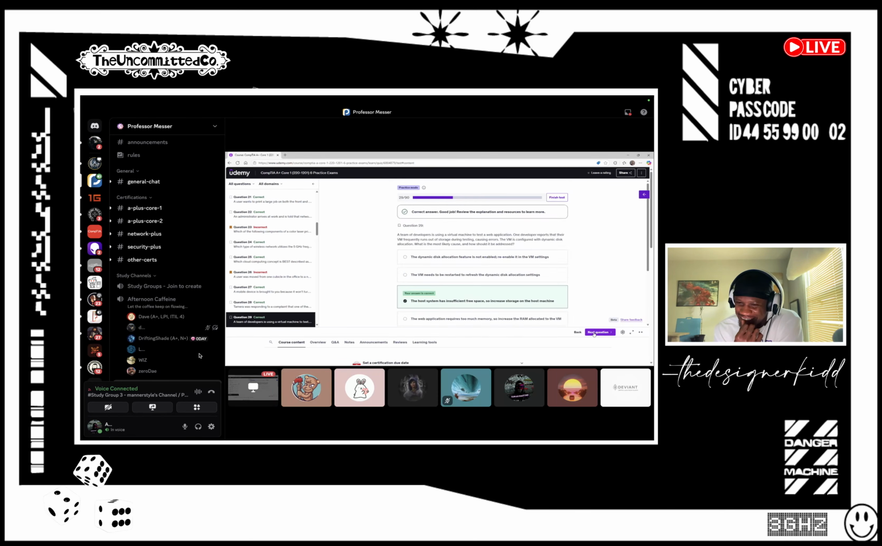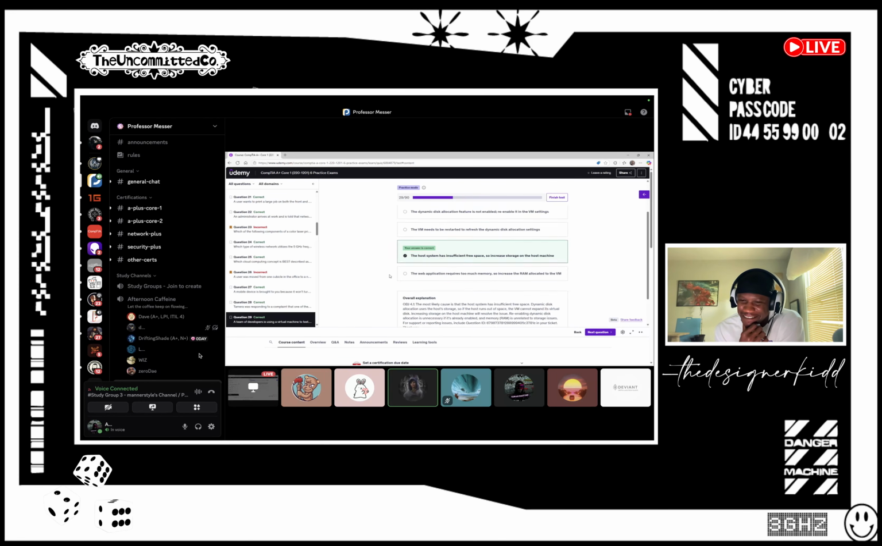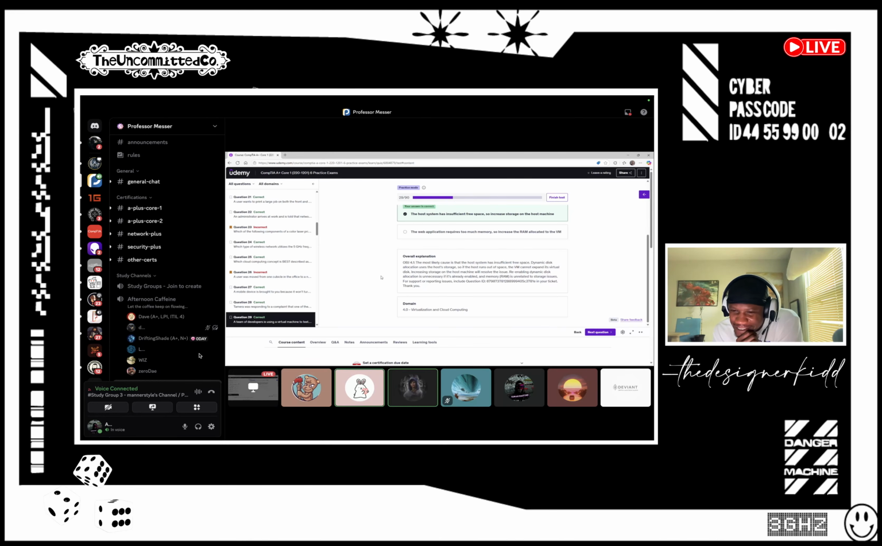Let's see. It is C. Read this. The most likely cause is that the host system has insufficient free space. Dynamic disk allocation uses the host storage, so if the host runs out of space, the VM cannot expand its virtual disk. Increasing storage on the host machine will resolve the issue. Re-enabling dynamic disk allocation is unnecessary if it's already enabled, and memory (RAM) is unrelated to storage issues.